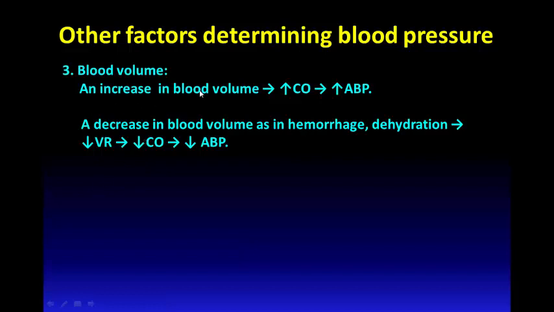An increase in the blood volume increases the cardiac output, and since the cardiac output is a main determinant of arterial blood pressure, the pressure increases. On the other hand, a decrease in the blood volume, as in hemorrhage and as in dehydration, lowers the venous return, lowers the blood which returns to the ventricles, hence lowering the cardiac output and therefore the arterial blood pressure.